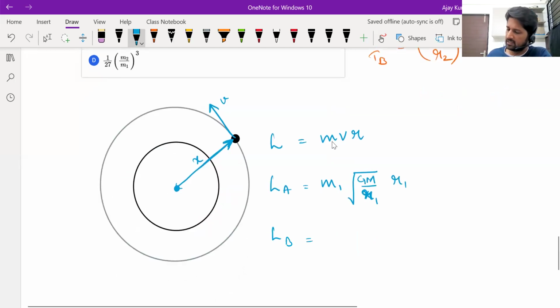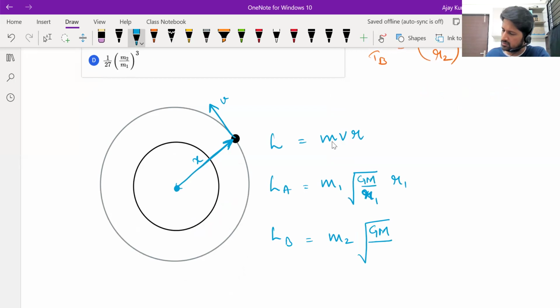Similarly, angular momentum of B will be m2 times the speed of B. Not satellite, these are planets. So root GM by r2. Here, capital M becomes the mass of the sun. Like in the case of a satellite, we write orbital velocity as under root G capital M by the radius, where M is the mass of the planet around which the satellite is revolving. If you use the same equation for a planet around the sun, then M becomes the mass of the sun. Planet mass won't be seen in this equation. I mean, orbital speed won't depend on planet mass.